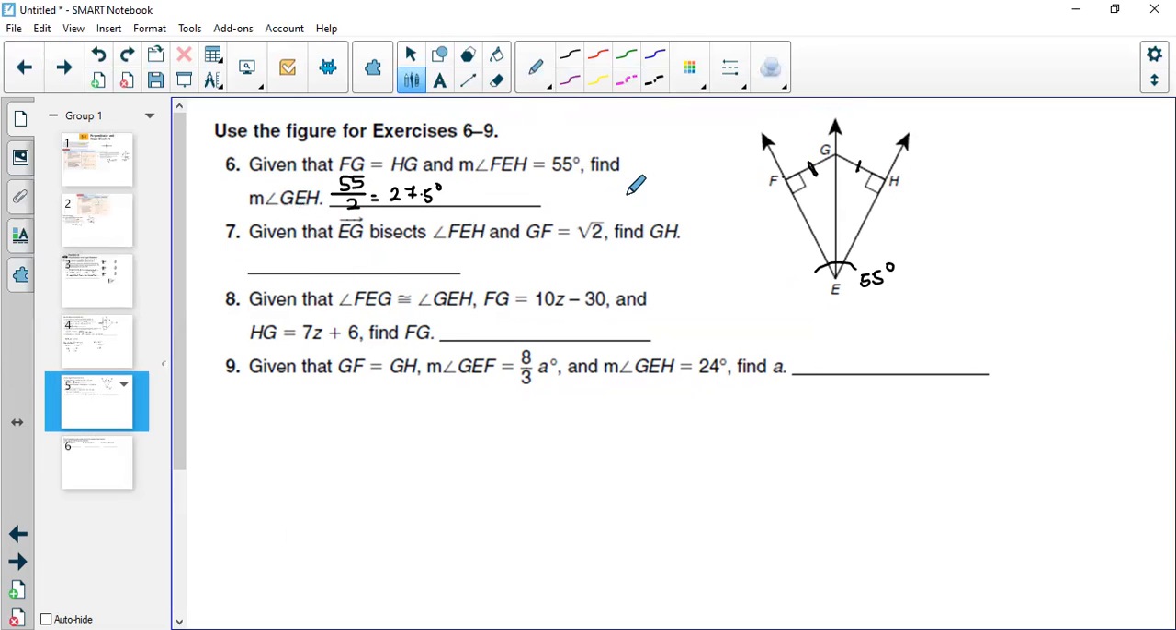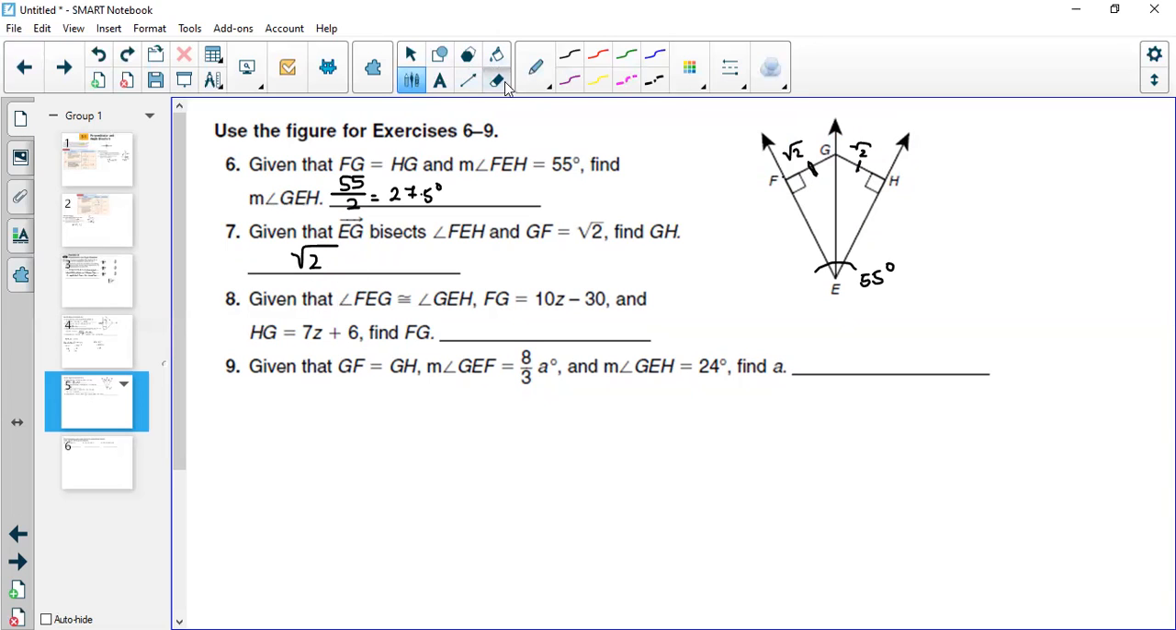So this is a small tip you could write down anywhere so that it will become easy for you. Given, next question, given that EG bisects FEH and GF is the square root of 2. So the length between G to F is the square root of 2. You have to find the length of GH. Well, if FG is the square root of 2, GH is also going to be the square root of 2. So the answer here is going to be the root of 2. That's all. They didn't ask you to do anything else.